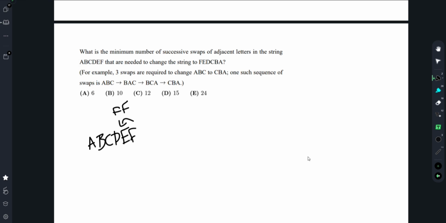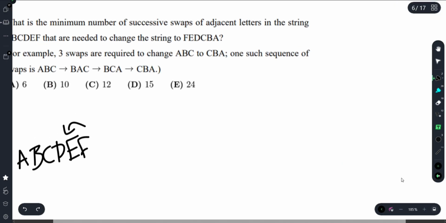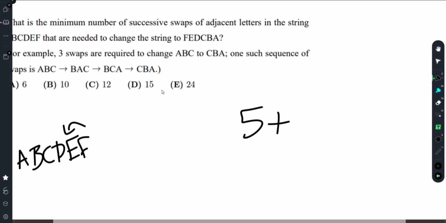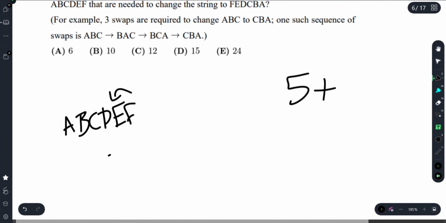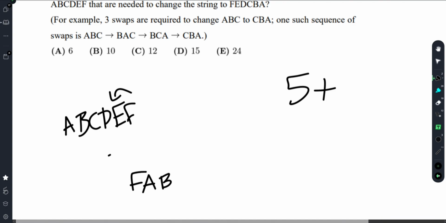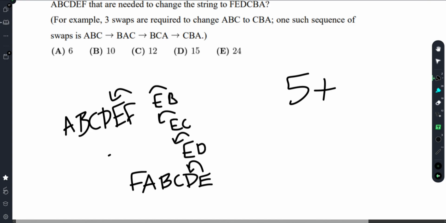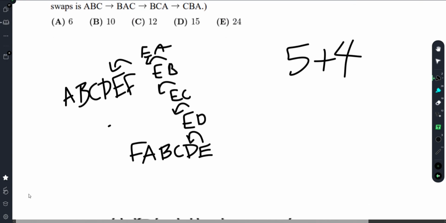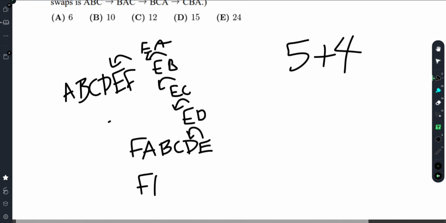So I'm just going to undo this real quick, and I'm going to just write it on the side. So after that, we get F, A, B, C, D, E. Doing the same, we swap E with D, we get E, D. Swap E with C, we get E, C. Swap E with B, we get E, B. Swap E with A, we get E, A. This is 4 steps, and this results in us getting F, E, A, B, C, D.